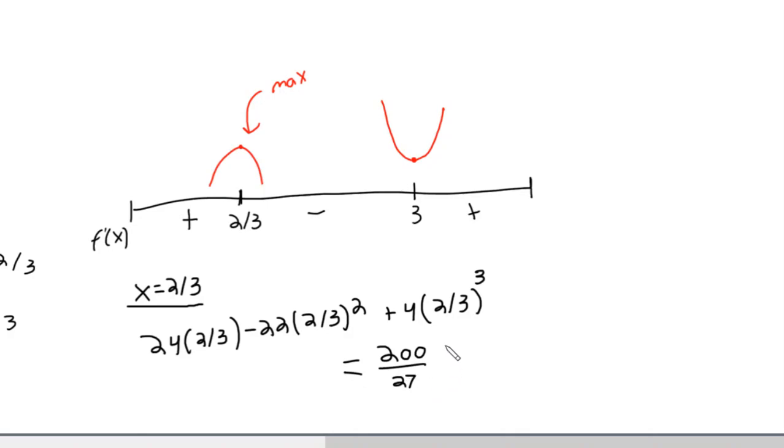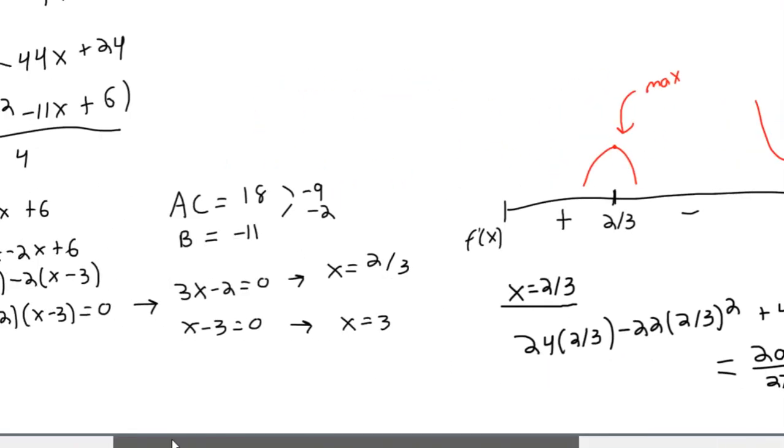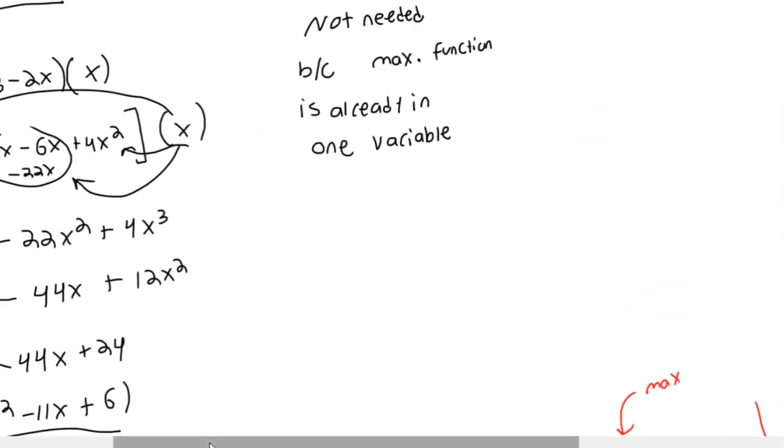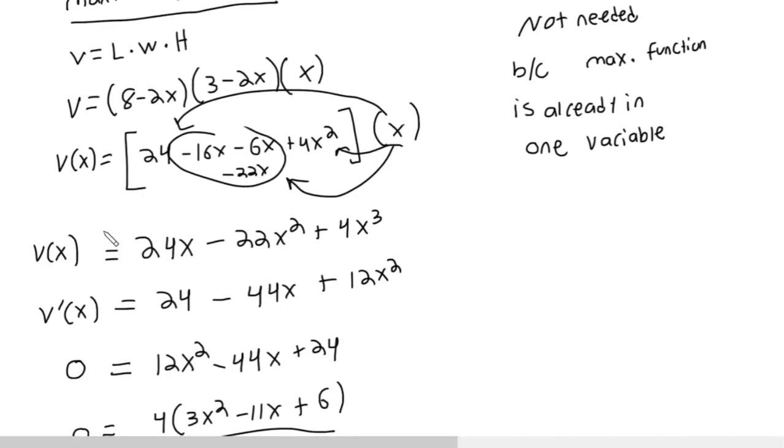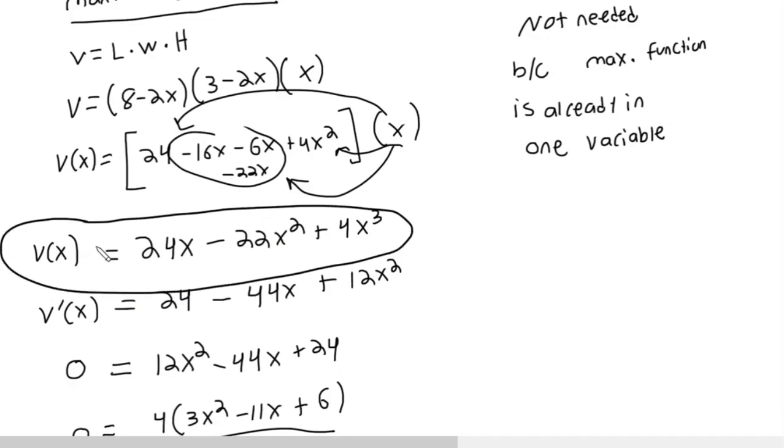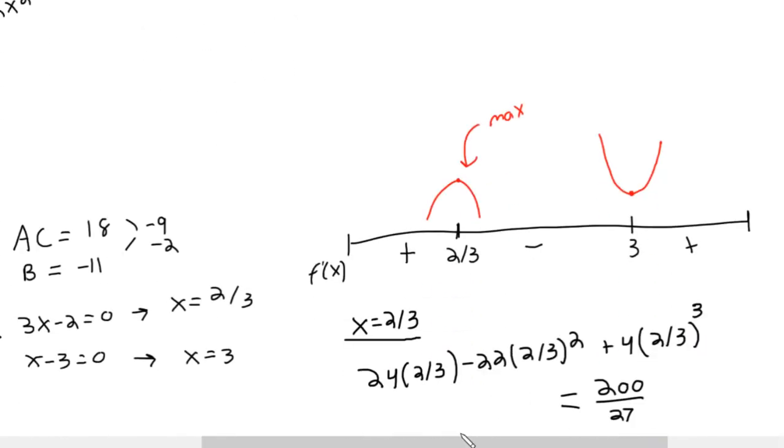200 over 27. I'm going to double check that on my calculator really quickly, make sure I did all of that right. Okay, yeah, and I get 200 over 27. That's the right answer. Basically you see here that I just plugged 2/3 into this function. Wherever I saw an x, I put a 2/3. So I just substituted: 24 times 2/3 minus 22 times 2/3 squared plus 4 times 2/3 cubed. And that's exactly what I have here.